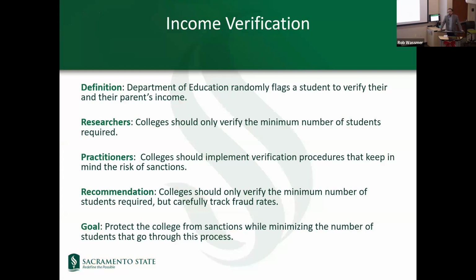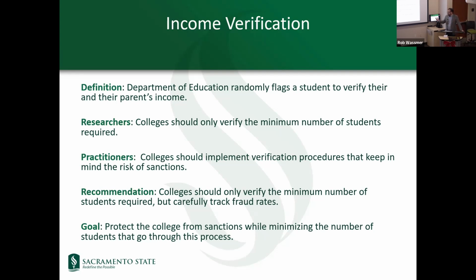So first, income verification. The Department of Education requires colleges to audit roughly about 30% of their applicants to determine if they sent in a correct application. The researchers suggest that colleges should make this process as easy as possible for students, and require students to submit as minimal an amount of information as possible. Practitioners, on the other hand, were talking about how yes, it should be flexible and as simple as possible, but they should also keep aware that if there's too many applications deemed too fraudulent, then the Department of Education could come in for sanctions.